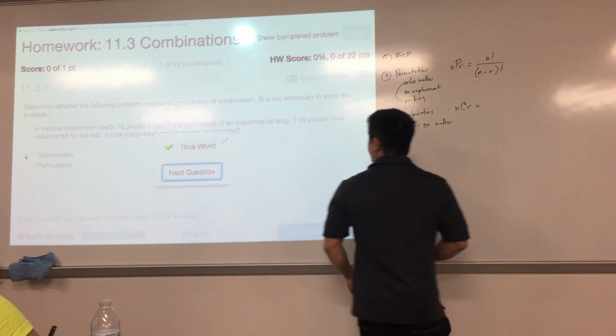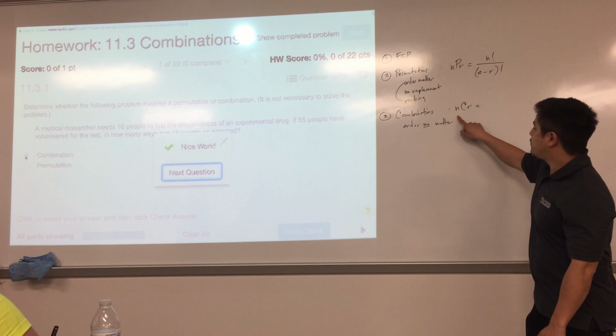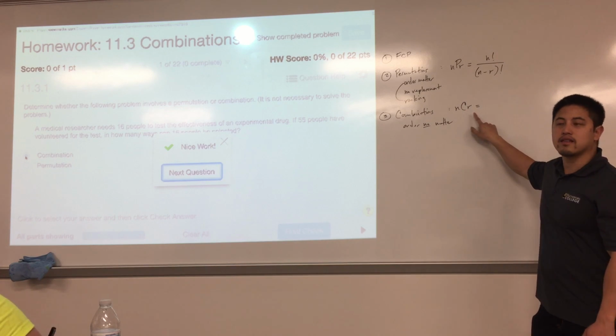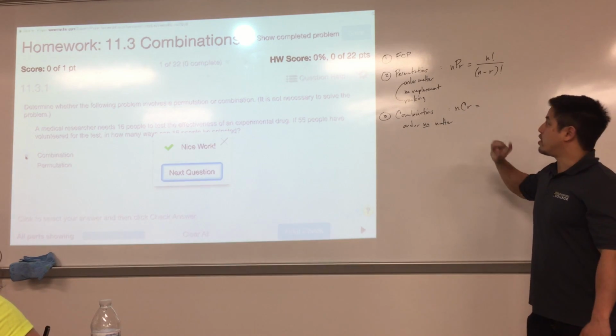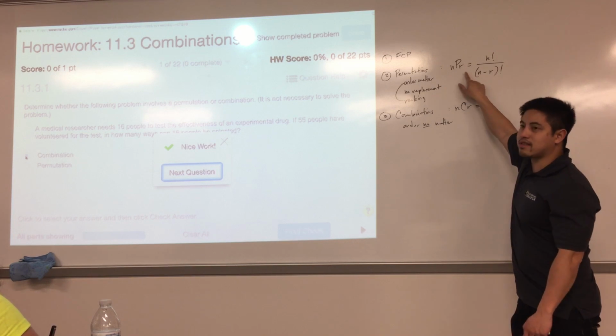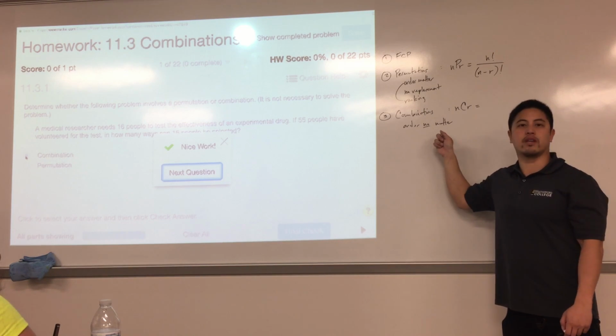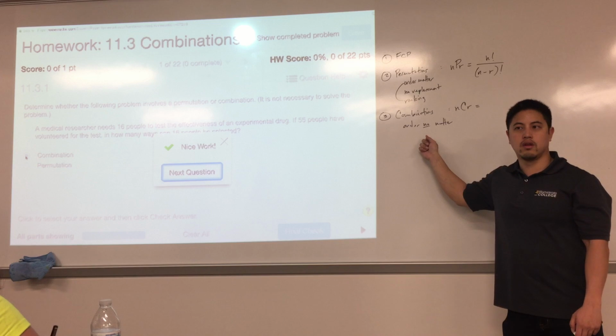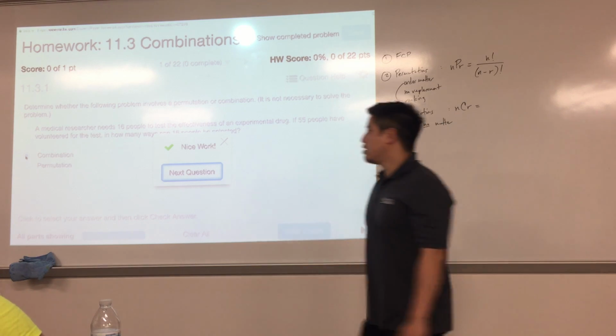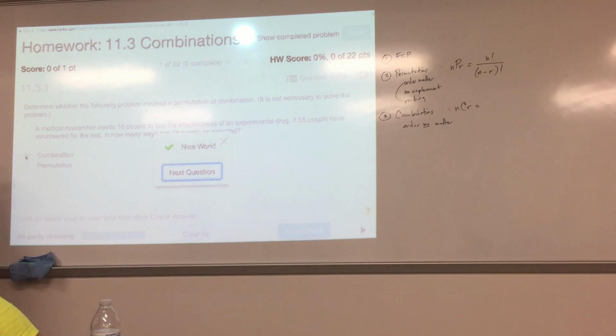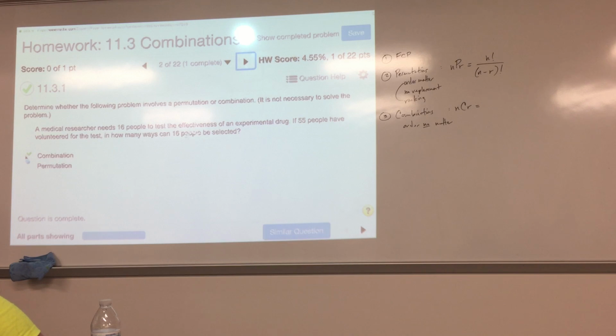So in this problem, it would have been 55C16. It would not have been 55P16 because in this problem, the order did not matter. Does that make sense, everybody? Okay, so there you go. There's your first situation where you have to determine. Let's take a look at this one.